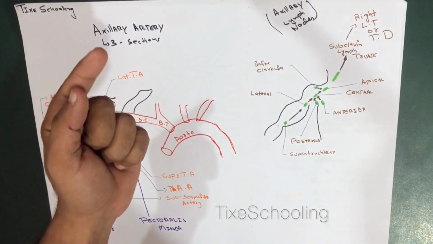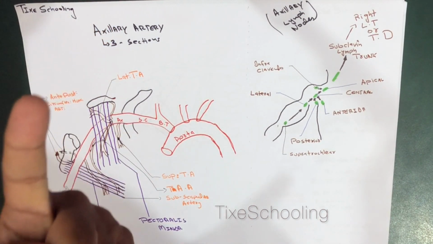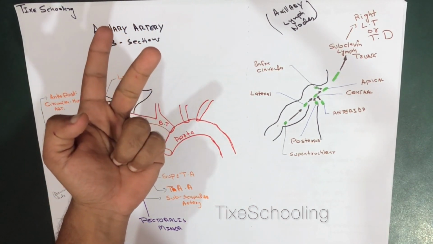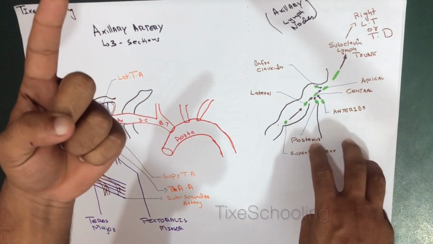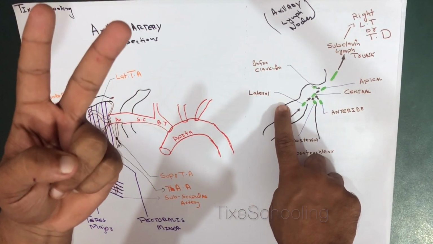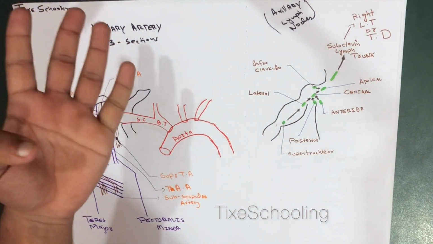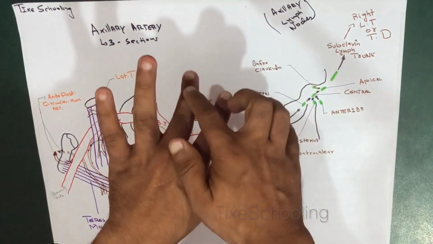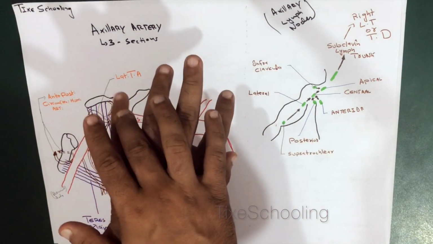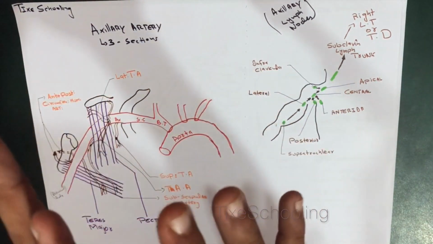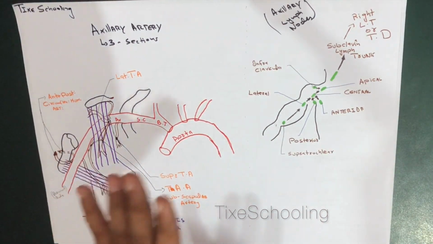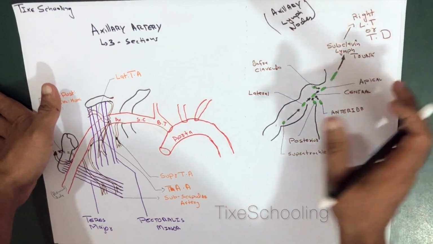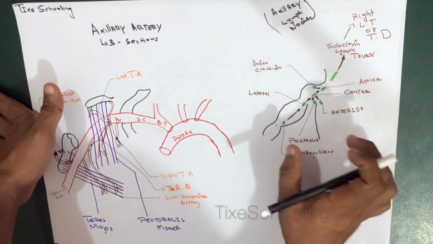The first group, very simple, is the anterior group, or you can say pectoral group. Very easy. Anterior group, posterior group, lateral group, central group, and the deltoid group. So 5 groups: anterior, posterior, lateral, deltoid, and central group. Very easy, very simple. So let's first talk about how they are going to drain, and then we're going to talk about a little detail about each group.